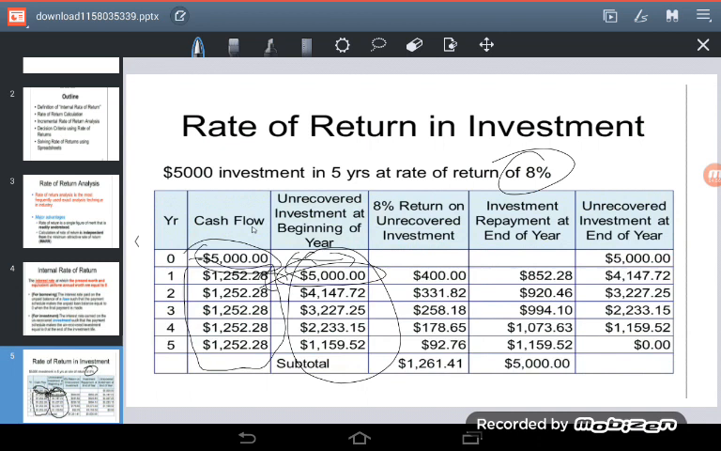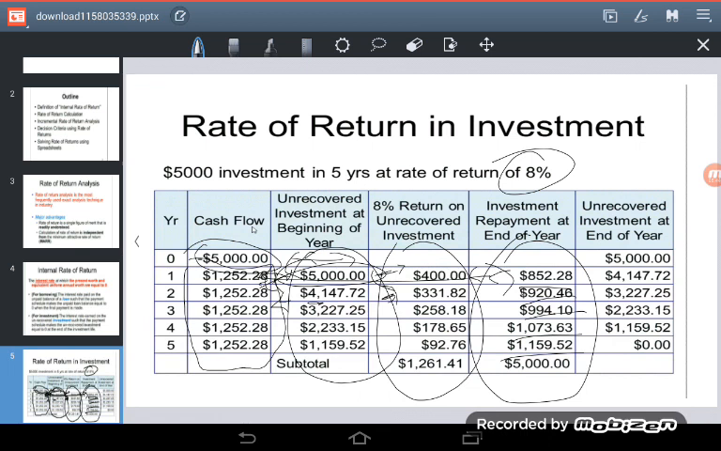Why is that? Because we want to put the interest rate on it. If you subtract each other, it would be less than that amount, but we are putting the interest rate on it. So the investment is going to be 5,000, 8% is going to be 400, and 4,147, 8% is going to be 331. Subtract these from each other, and to get this amount you are going to have 852, 920, 994, 1,000, 1,159. What is this?